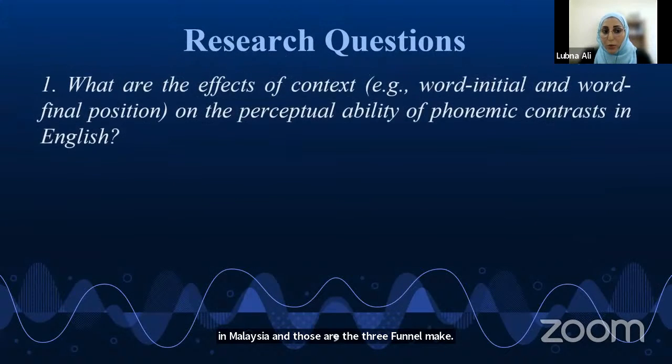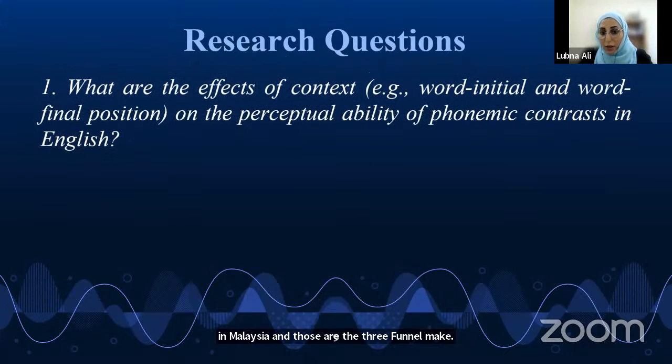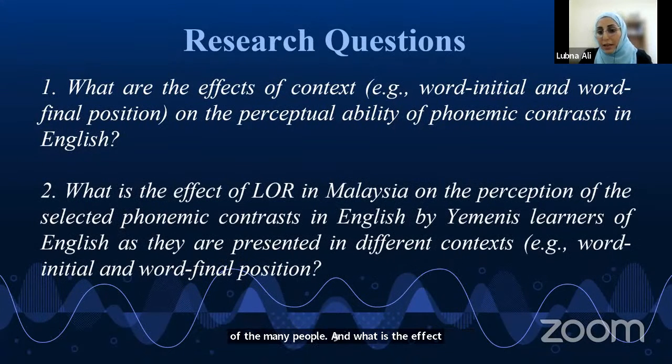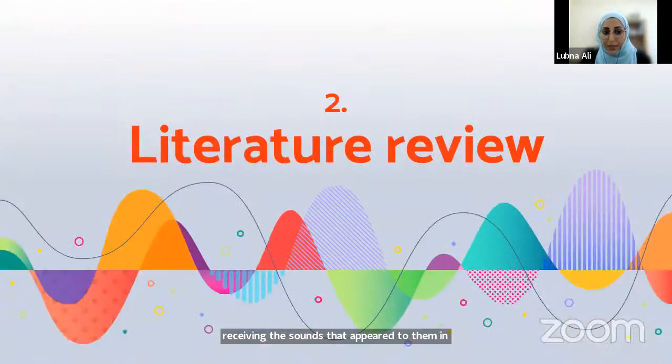And there are two main questions. What is the effect of the context on the perceptual ability of the Yemeni people? And what is the effect of the length of residence on the perceptual ability of those Yemeni people in perceiving the sounds that appear to them in two different contexts?